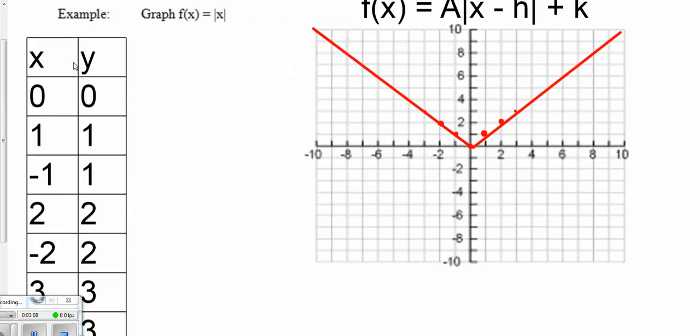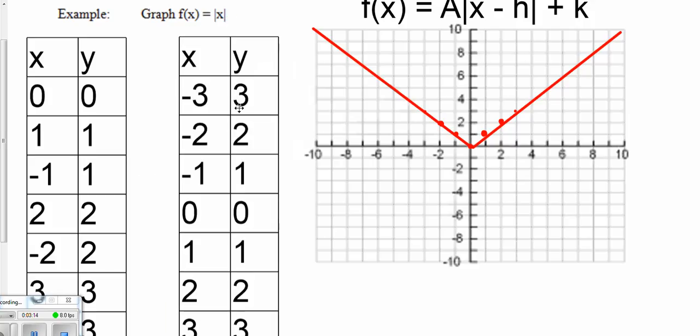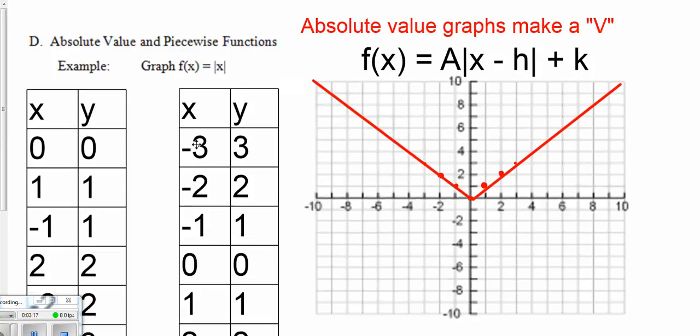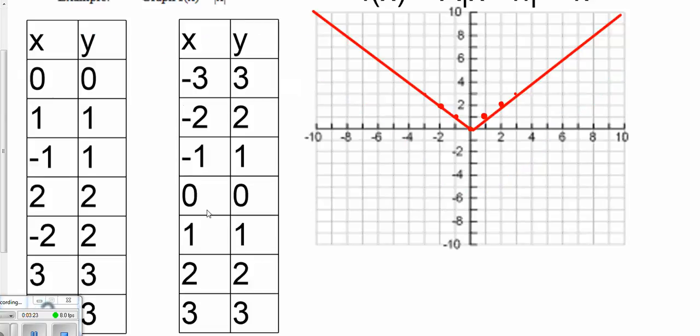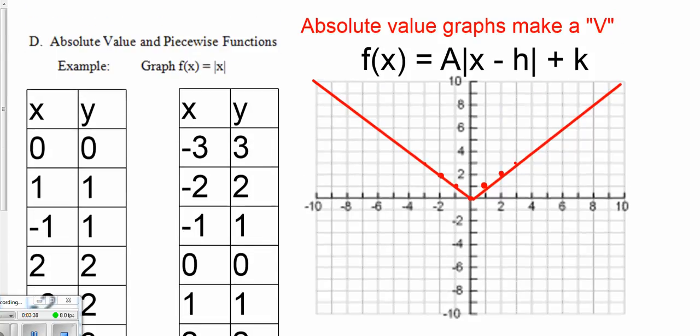Now, if you didn't like doing the table this way, where it was 0, 0, 1, 1, -1, 1, your table could look something like this. Starting with our lowest values, the -3 makes a 3, -2 makes a 2, -1 makes a 1, 0 makes a 0, 1 makes a 1, 2 makes 2, 3 makes a 3. And you'll be able to see still, working your way down for a little while to 0, and then coming right back up again. So it makes that V-shaped graph. Any absolute value graph will make that V.